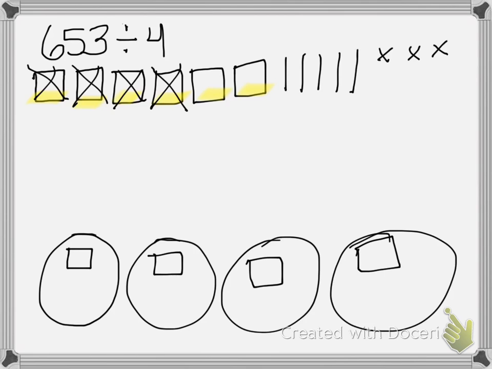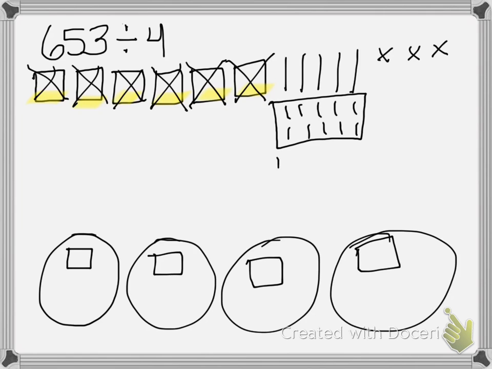So I'm going to trade those. I know that I can get 10 tens for one of those hundreds. So I'm going to take one of those hundreds away, and I'm going to draw a tens frame. And I'm going to put 10 tens in it. 1, 2, 3, 4, 5, 6, 7, 8, 9, 10. I'm going to do the same thing with the other 100. I'm trading that in for tens. 1, 2, 3, 4, 5, 6, 7, 8, 9, 10.